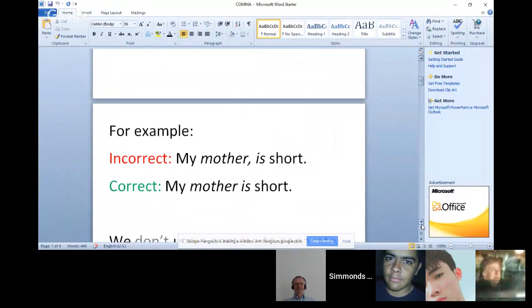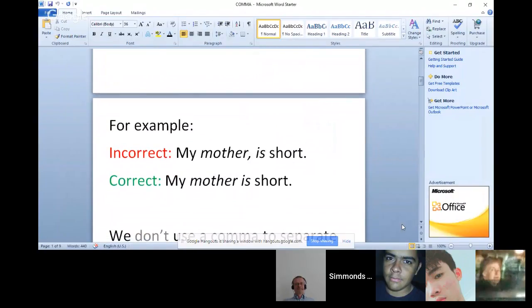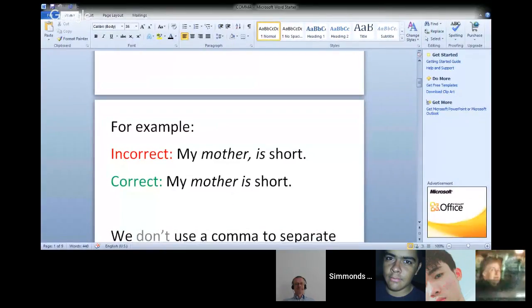All right, so for example, we'll just take a look at some of these examples. And when you read these, what I really want you to do is emphasize this. All right, so I'm just going to do the first example so everyone else can see how I'd like this to be done, okay? So it says, for example, the incorrect way is: my mother, is short. The correct way would be: my mother is short. And so you can tell the differences between the intonation and how the sentence flows, or if it stops.